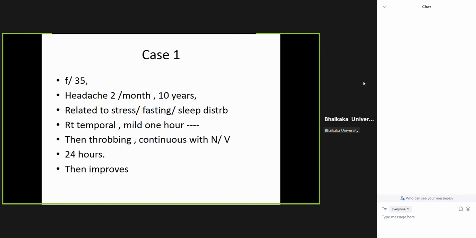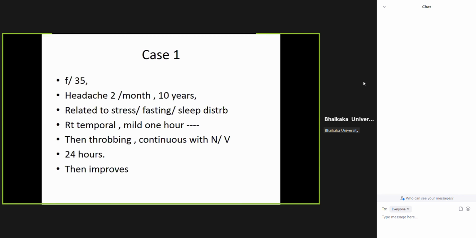Now we will see some cases which will help you to understand. We had a 35-year-old female who had headache for 2 months duration, two episodes per month for the last 10 years. So more than 5 episodes. Headache usually increases with stress, fasting, and sleep disturbance. Usually unilateral, right temporal, mild for 1 hour, and then becomes throbbing for 24 hours, continuous with nausea and vomiting, and ultimately after 24 hours, headache improves.